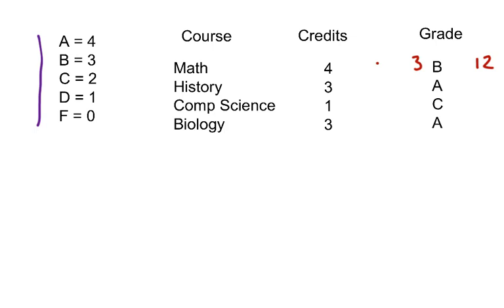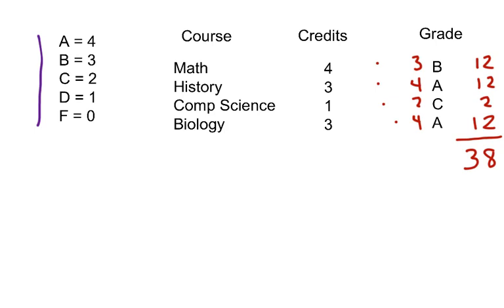In history, we've got 3 credits for a 4-point course. So 3 credits, 4 points per credit, gives them 12 grade points for history. 1 credit for the C gives them 1 times 2, or 2 grade points. And then 3 credits for this A, again, gives them 12 grade points. So altogether, this student earned 38 grade points.